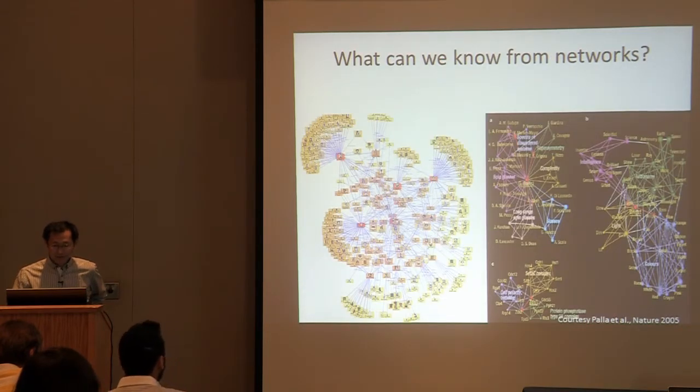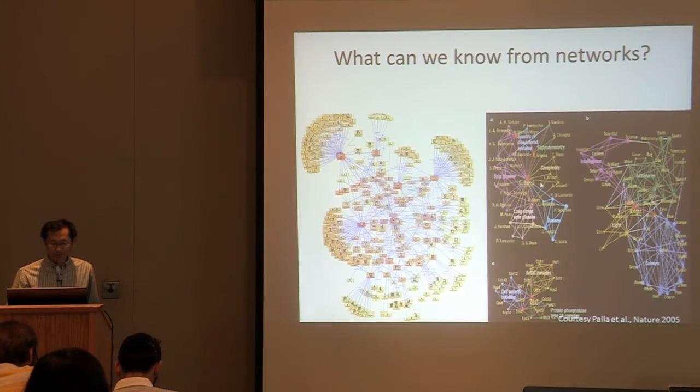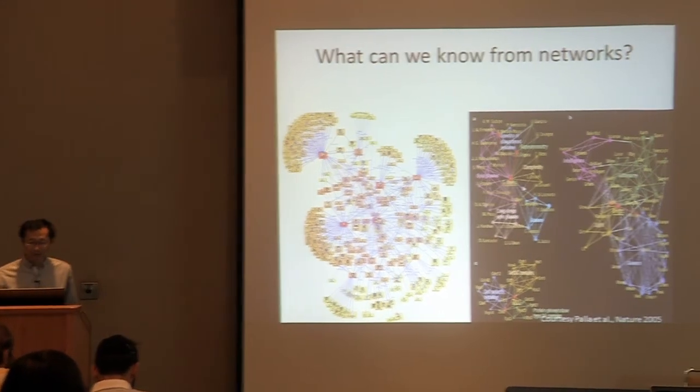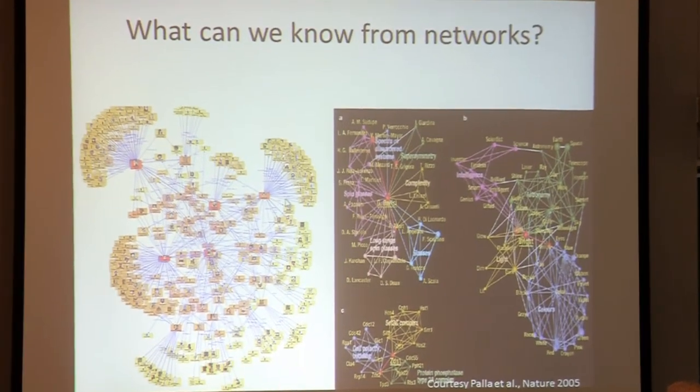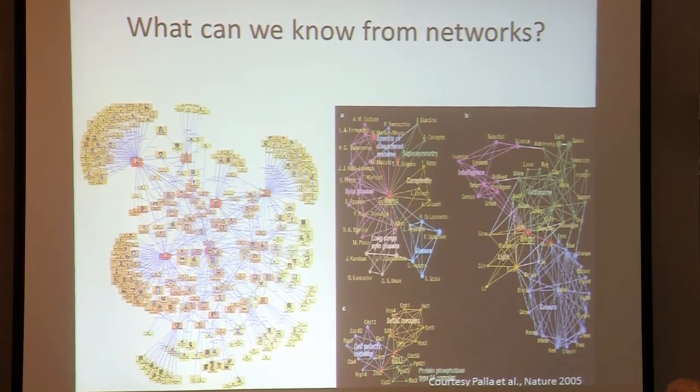So the goal is to try to identify those hub or key nodes in the network. In social networks, it looks pretty simple. So you can easily define those driver genes like the hub nodes.